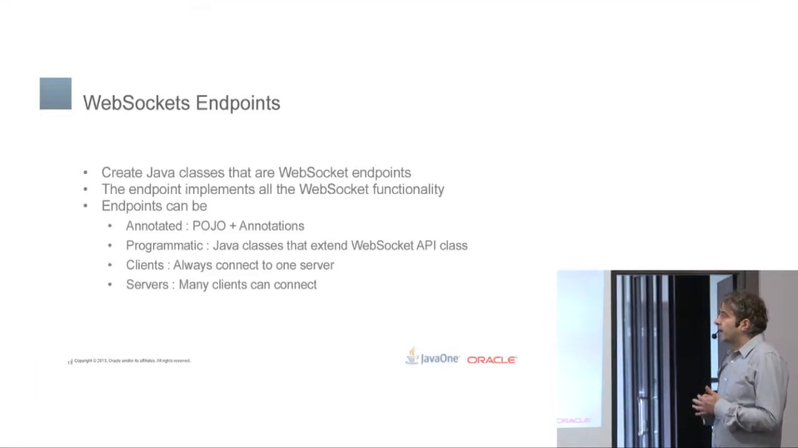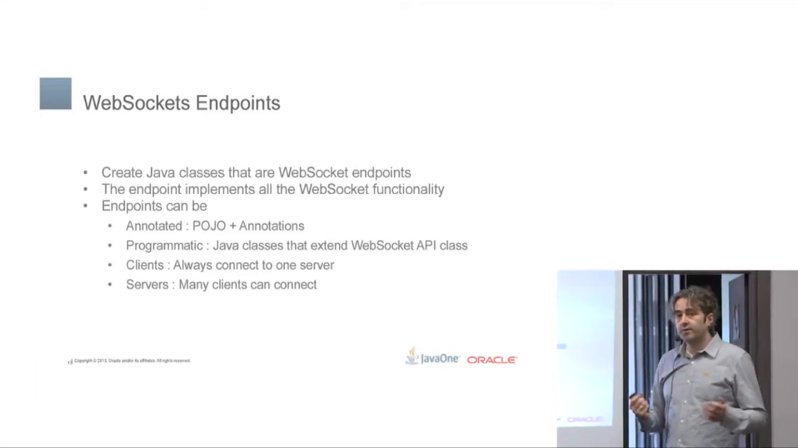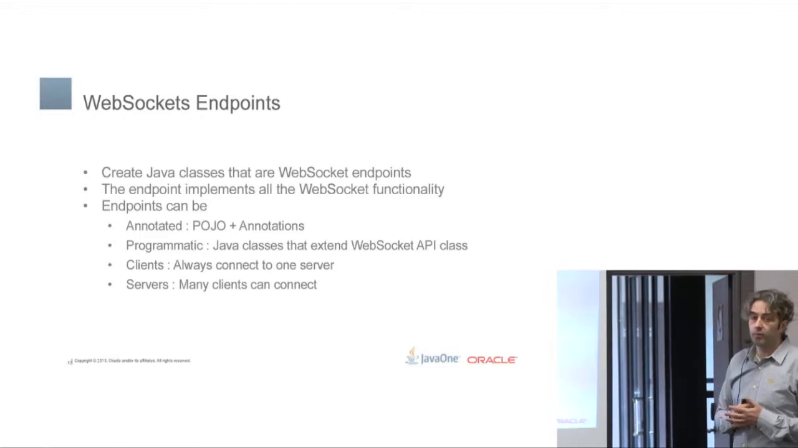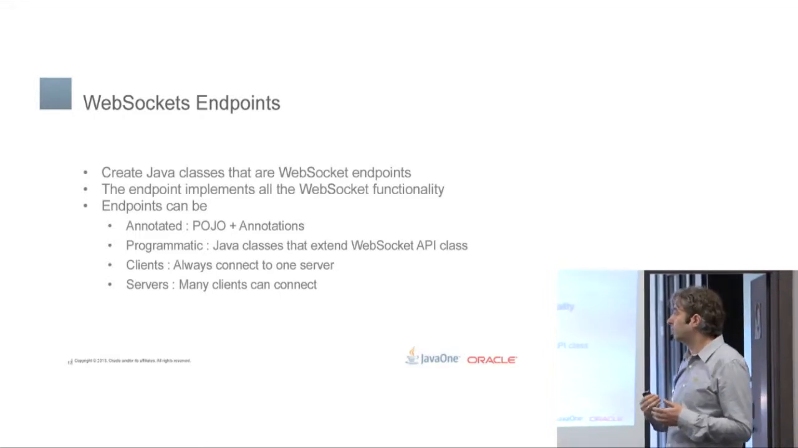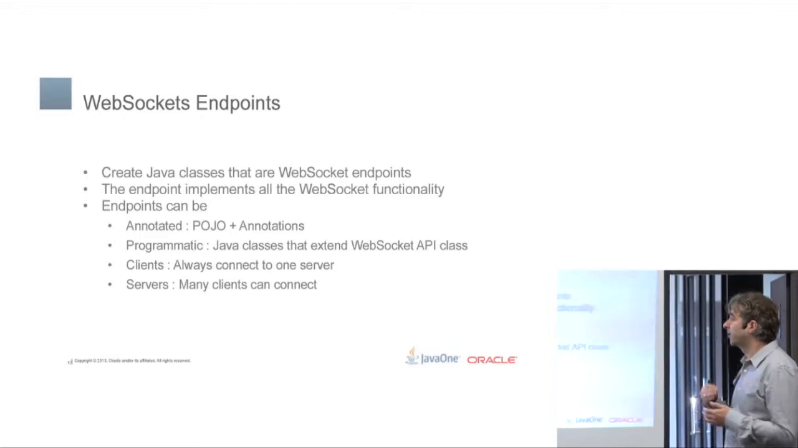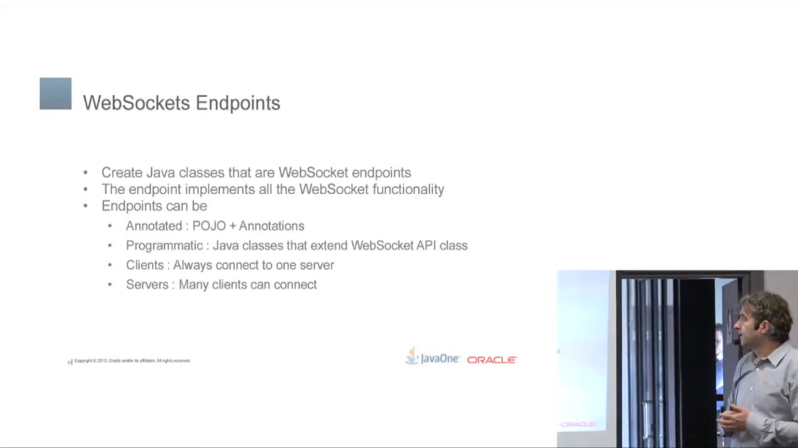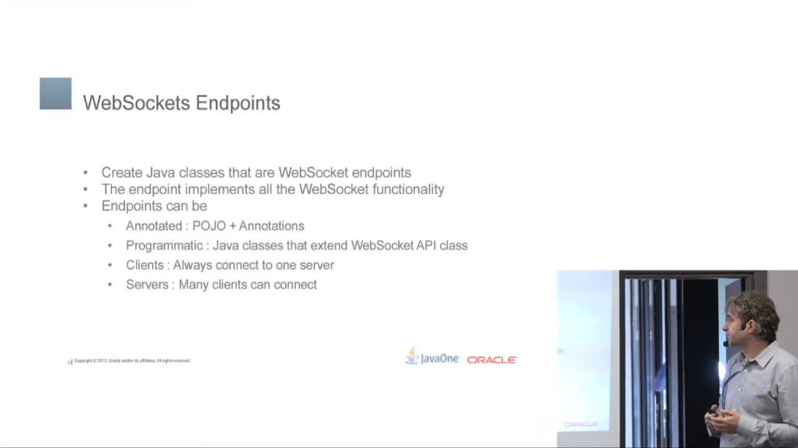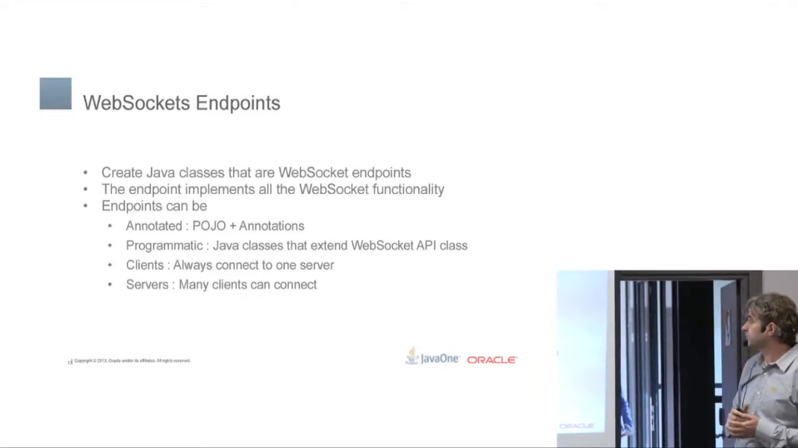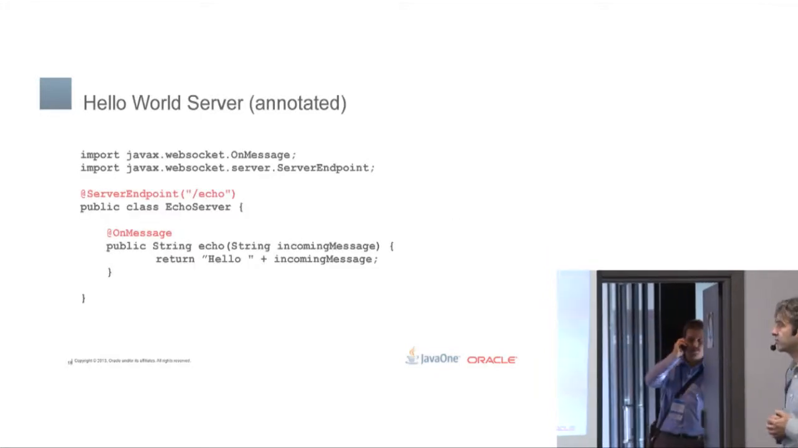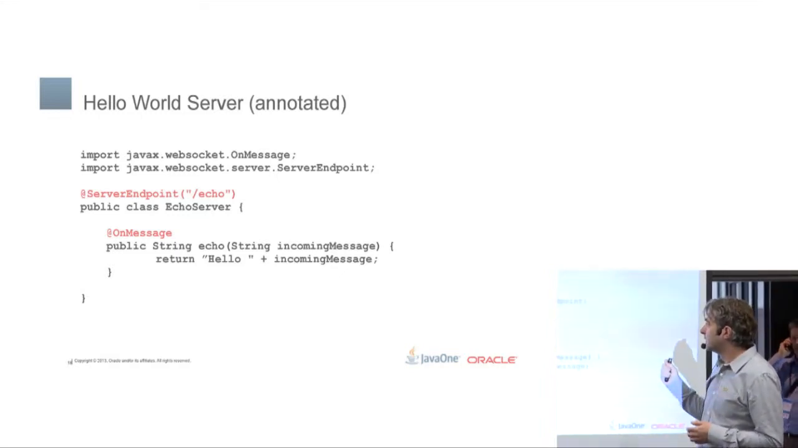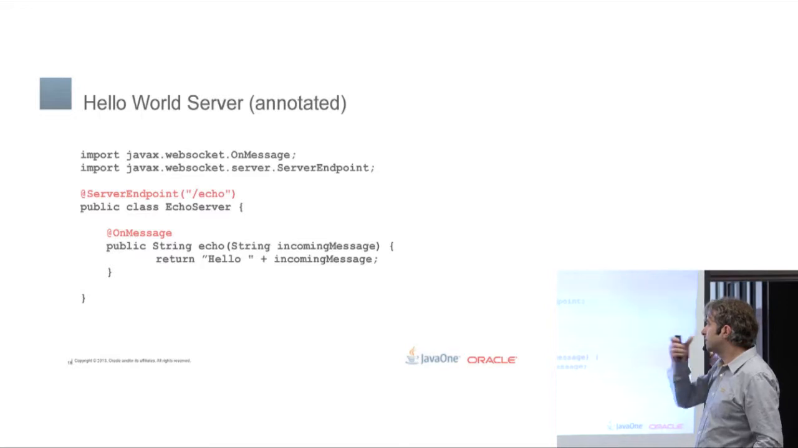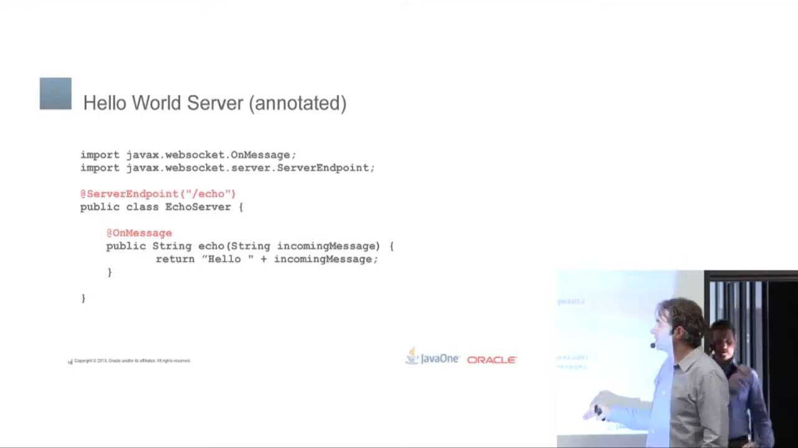So, how to create WebSocket endpoints? As I told you this morning, there are two approaches: using annotation or using a traditional programmatic approach. This is basically the example we saw this morning, so I will just quickly go over it again to make sure. This time it's an echo server. So it's a simple Java class.